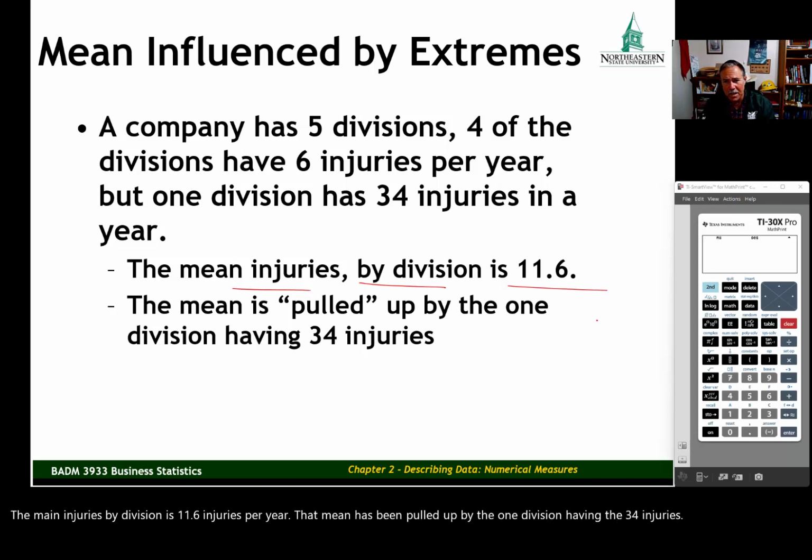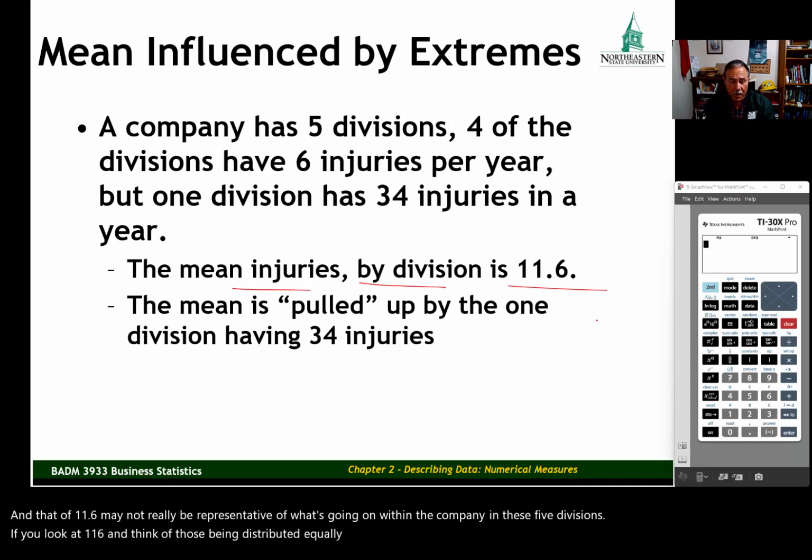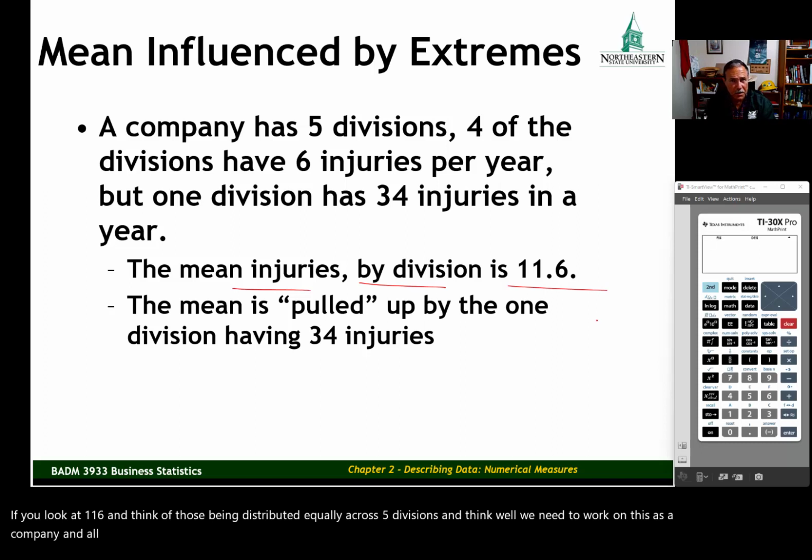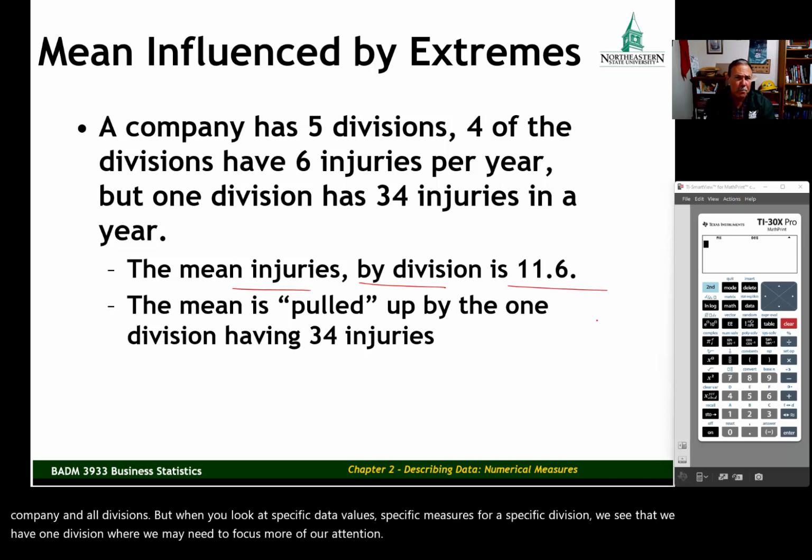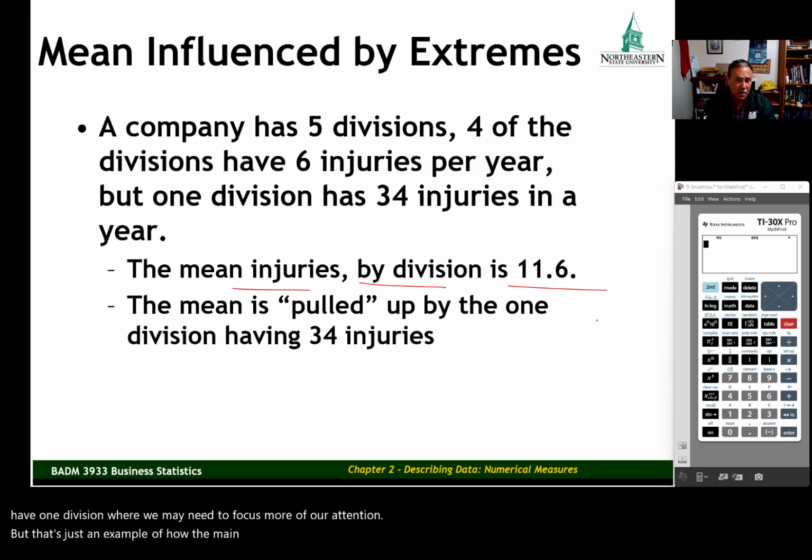And that mean of 11.6 may not really be representative of what's going on within the company in these 5 divisions. If you look at 11.6 and think of those being distributed equally across the 5 divisions, you think, well, we need to work on this as a company in all divisions. But when you look at specific data values, specific measures for a specific division, we see that we have 1 division where we may need to focus more of our attention. But that's just an example of how the mean can be influenced by extremes, something to take into consideration.